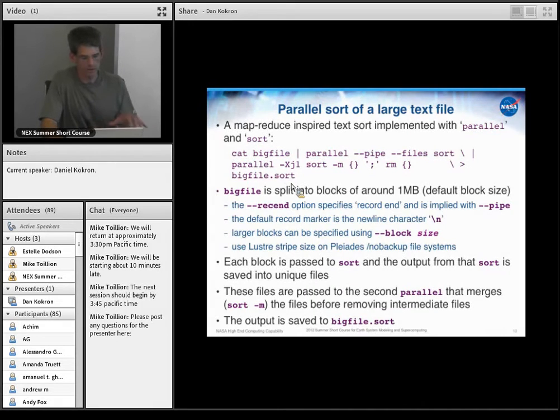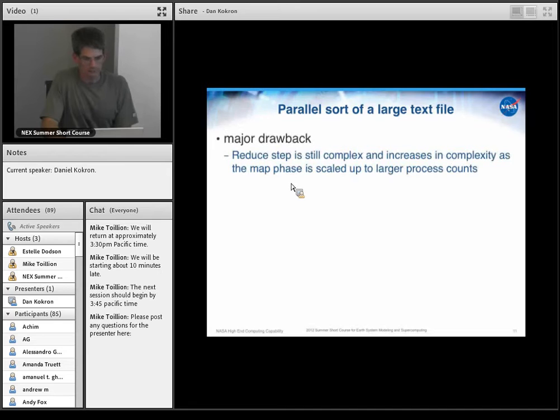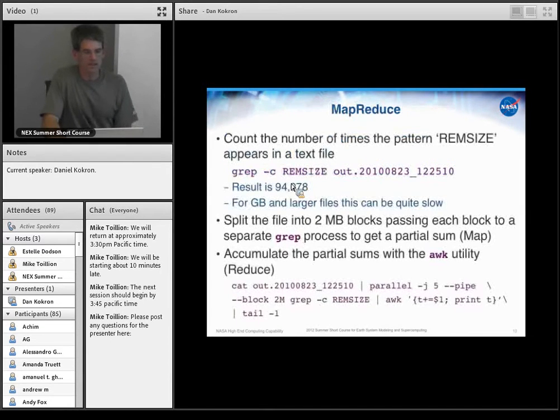Here's an example of a real MapReduce. Say we want to count the number of times a particular pattern, in this case rem size, appears in a text file. You can do that with a single command here. The single grep -c will give you a count of the number of times this pattern appears in this particular file, which is just a file I had lying around. It's about a 10 megabyte file. The actual result is 94,078. But this is going to take a long time the larger this file gets.